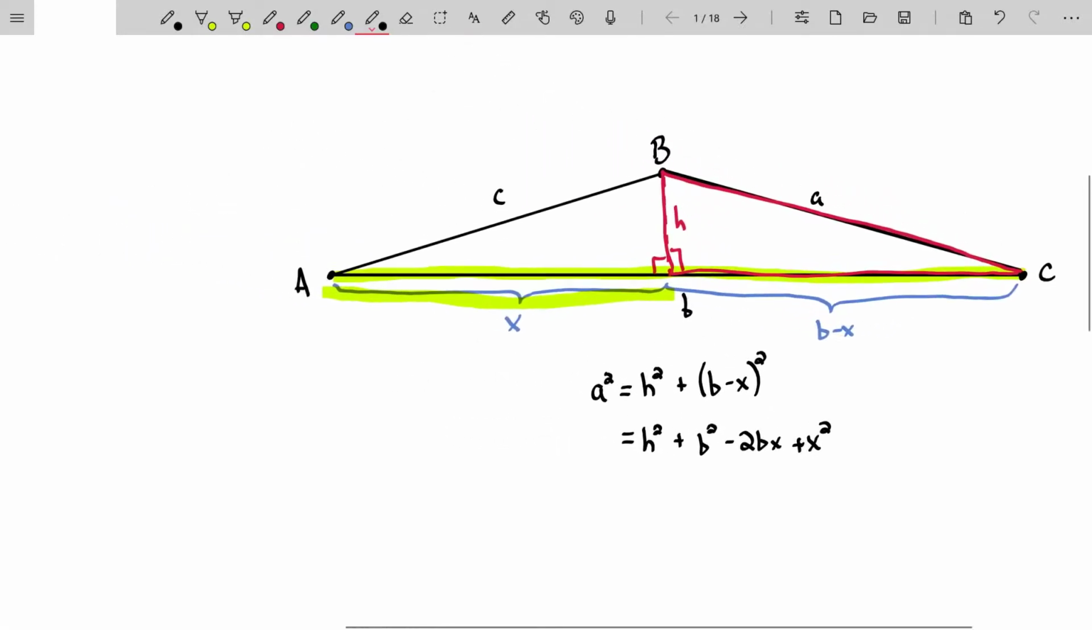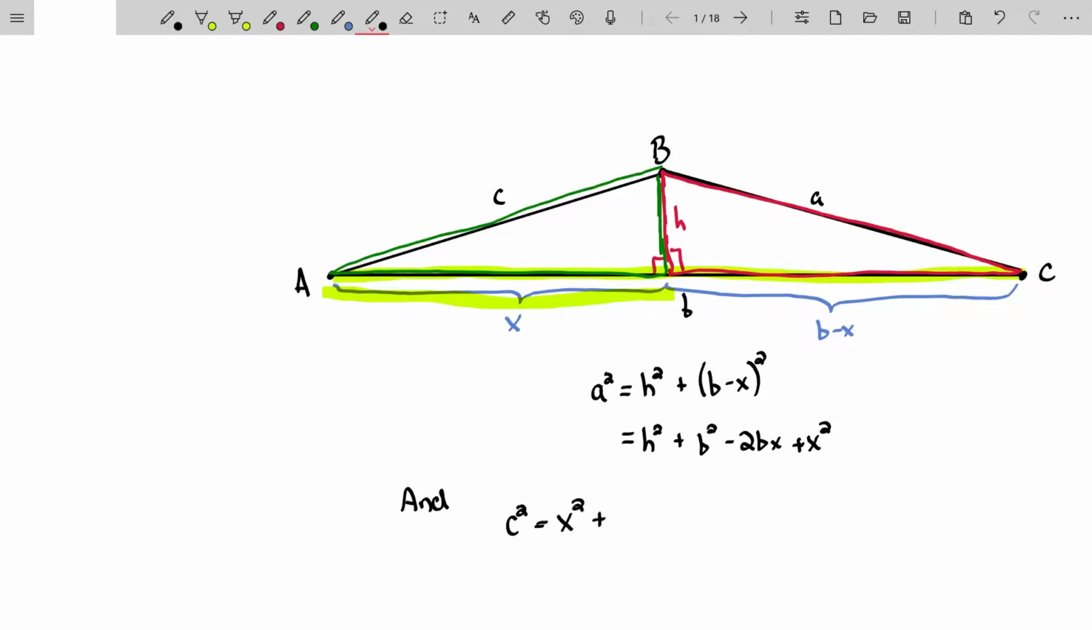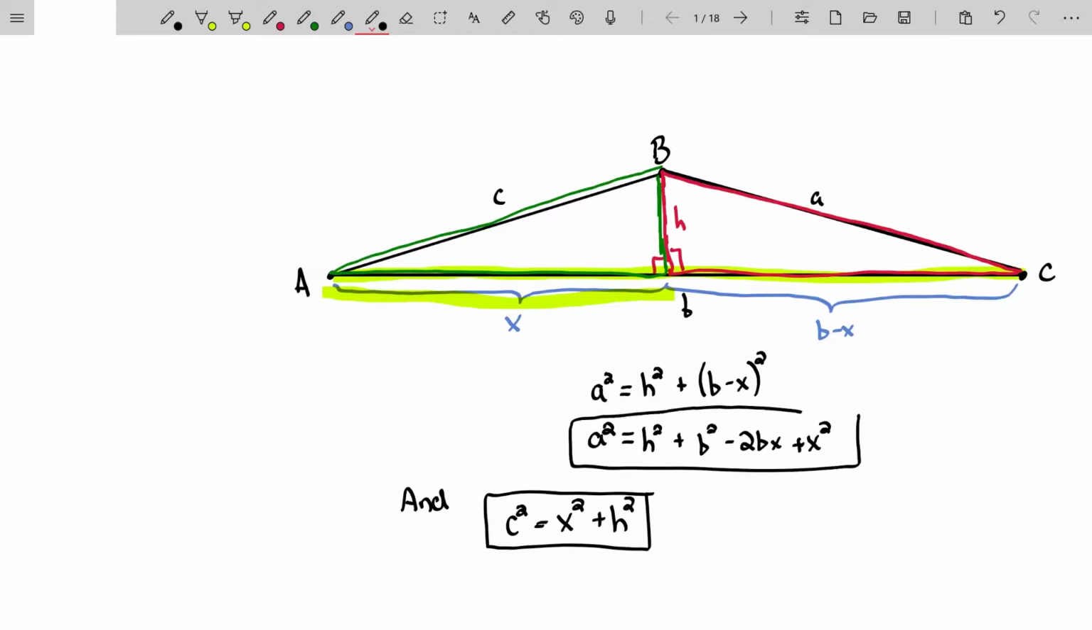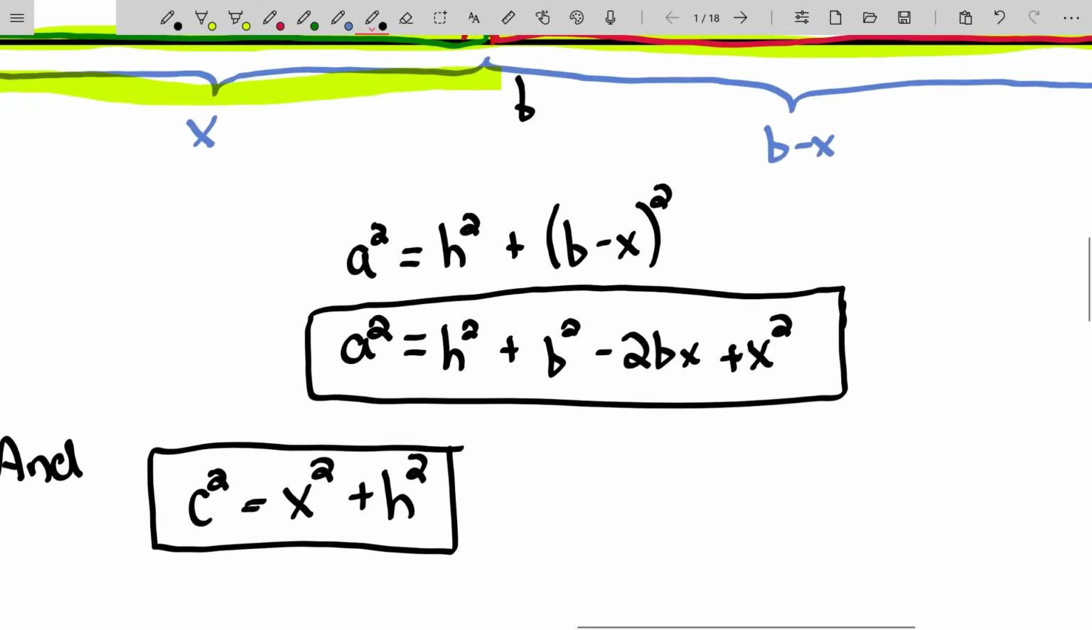However, at the very same time, if I wanted to, I could look at this other right triangle right here, and I could note that C squared is equal to X squared plus H squared. So we have these two formulas here. We have A squared is equal to this ugliness, and we have C squared is equal to that other ugliness. Well, wait a second. Don't you see in this picture we have an X squared and an H squared, just like we have an X squared plus an H squared there? Well, that's kind of cool.